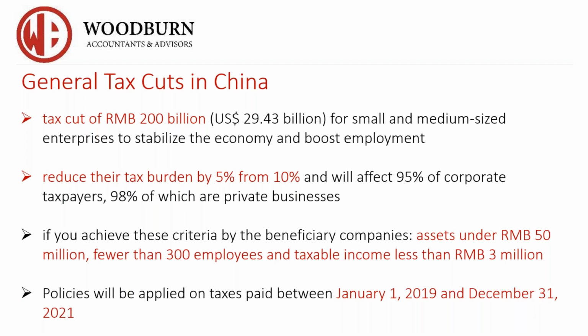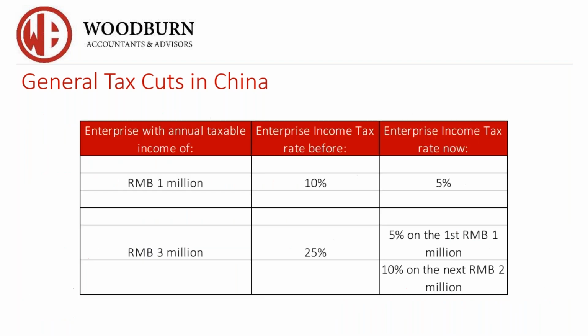So basically, it's a great initiative that the Chinese government has done. It's a great tax relief for small, medium-sized companies as well. So what does that actually mean? It means that companies that have reached an annual taxable income of 1 million RMB will have now an enterprise income tax rate of 5%. Previously, it was at 10%.